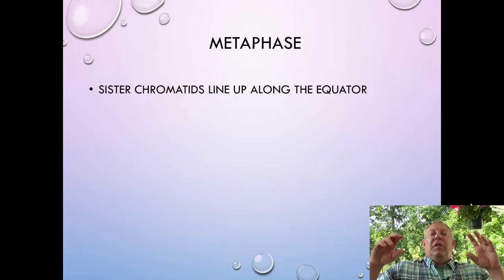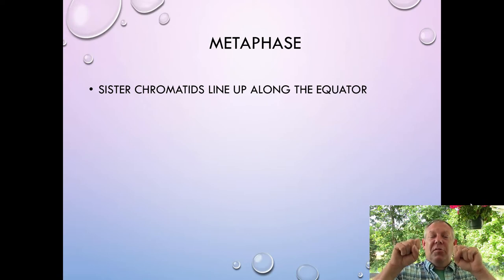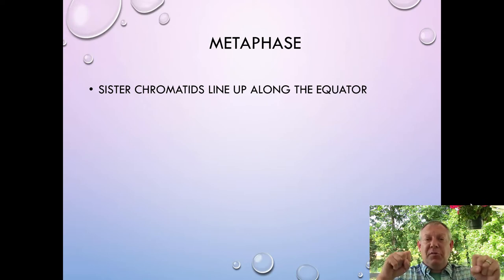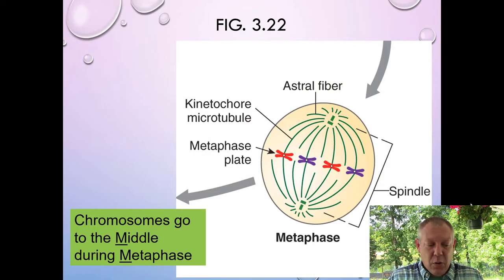Okay, so this mitotic spindle attaches to those chromosomes, and this is how we can wrestle those chromosomes into position. And so it starts to move the chromosomes, and during metaphase, those chromosomes line up in the middle of the cell, or along the equator. So that's one way to remember, chromosomes go to the middle during metaphase. And you can see how this diagram from your book is showing that mitotic spindle has moved those chromosomes into a single line along the equator there. This is metaphase.